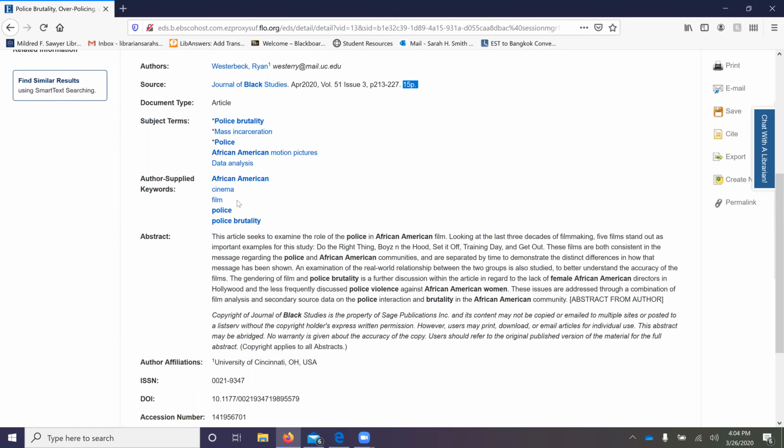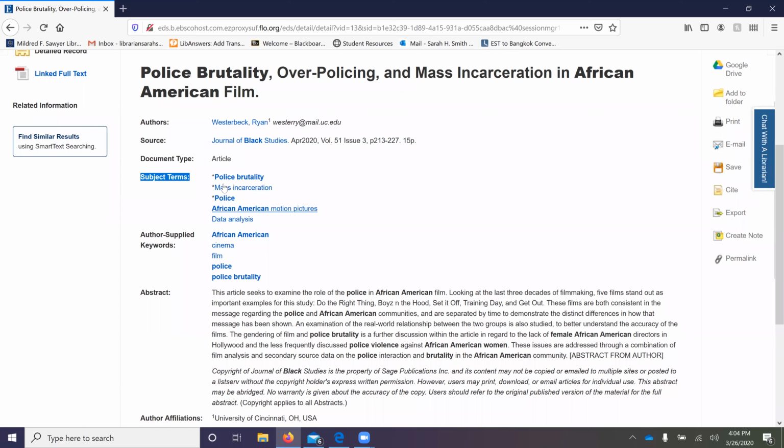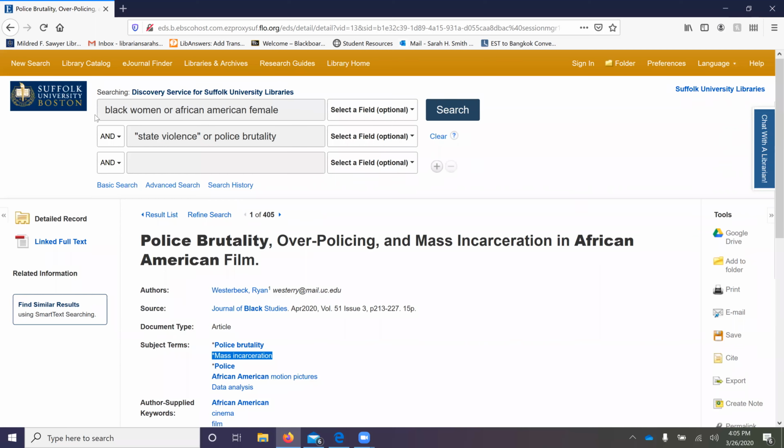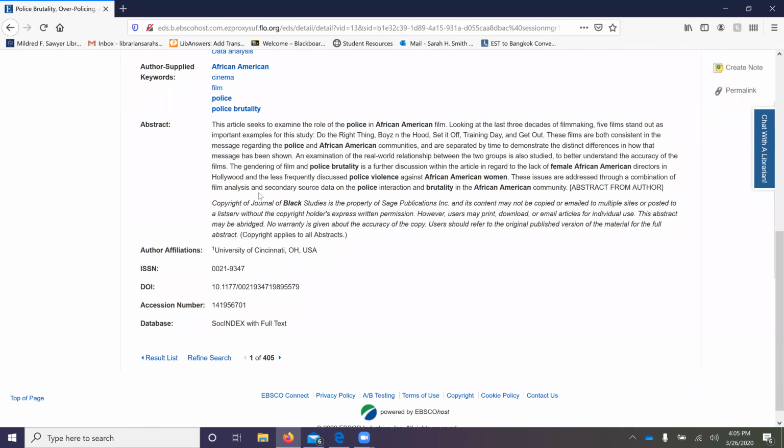Subject terms can be very useful in finding additional keywords. So here we have some of the subject terms that we have: police brutality, mass incarceration, police, African American motion pictures, data analysis, African American cinema, film, police, and police brutality. So most of them we've already covered in our search, but if you find something that maybe you're interested in, the mass incarceration aspect, you could add that to your search. You could say state violence or police brutality or mass incarceration and find more information that way.